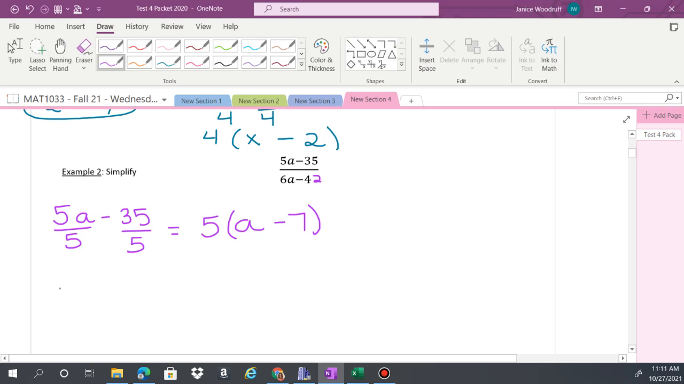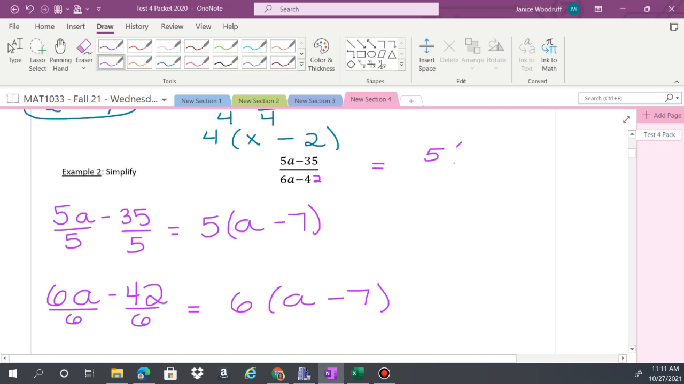All right, and then I have 6a minus 42. What can I pull out of that? 6. So divide both of these by 6. So you're going to have a 6 in front. 6a divided by 6 will be a. 42 divided by 6, 7. Okay, so now your fraction looks like this. 5, then a minus 7 over 6, a minus 7.